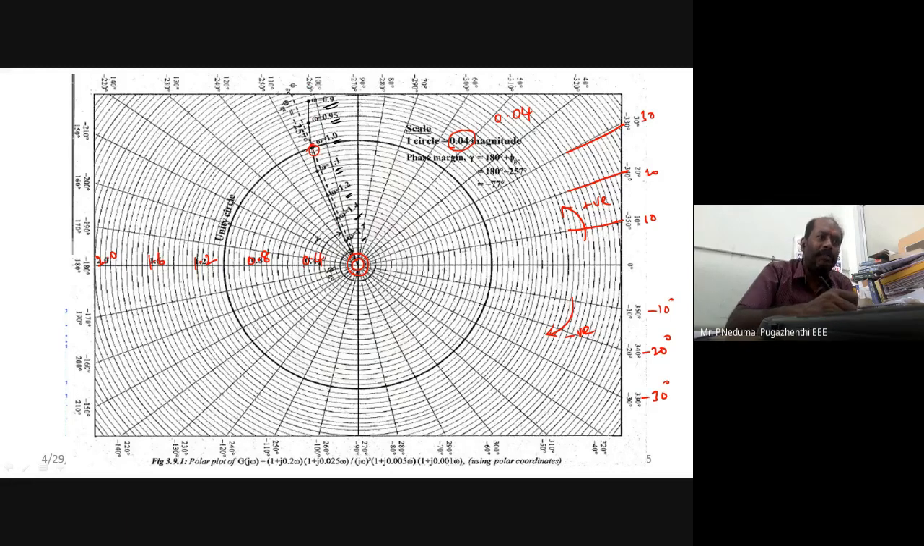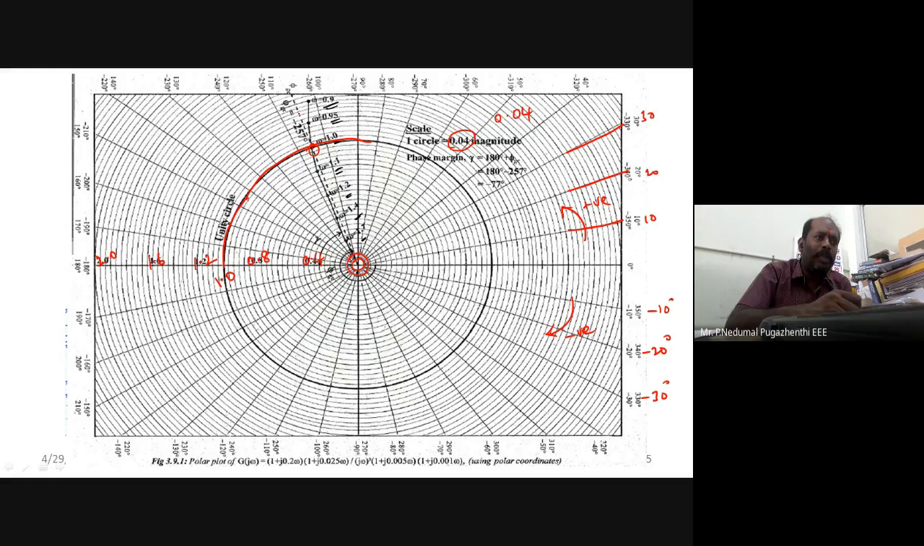And that graph, where it crosses your unit circle, is the magnitude of this circle, the dark circle, which I am trying to trace using this red color. This circle has a magnitude of 1.0, the unit circle. So the polar plot is crossing at this point.